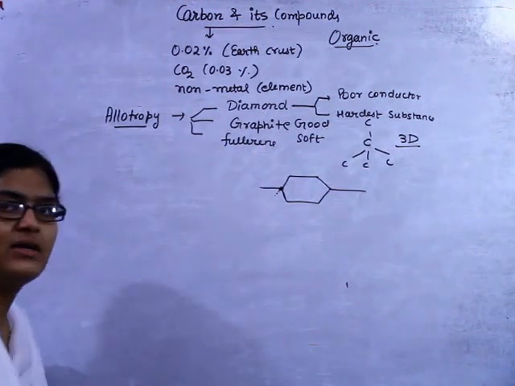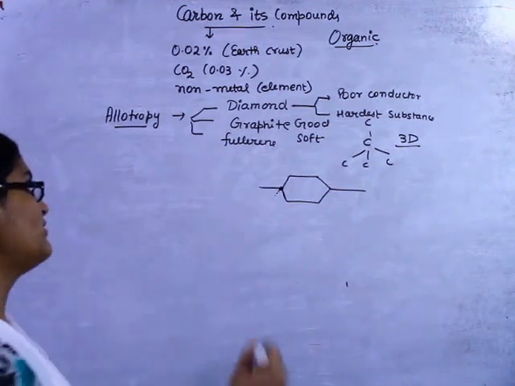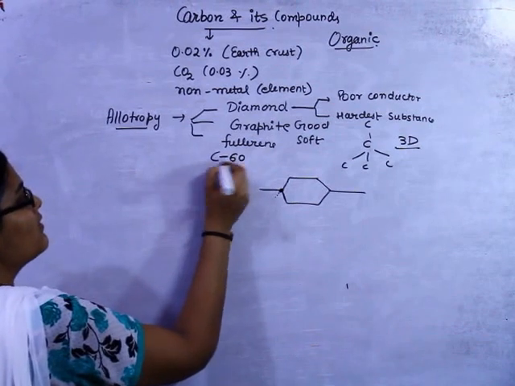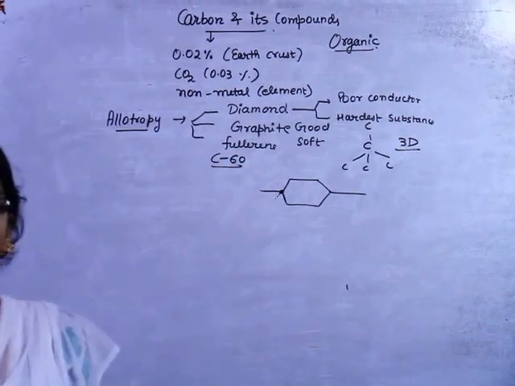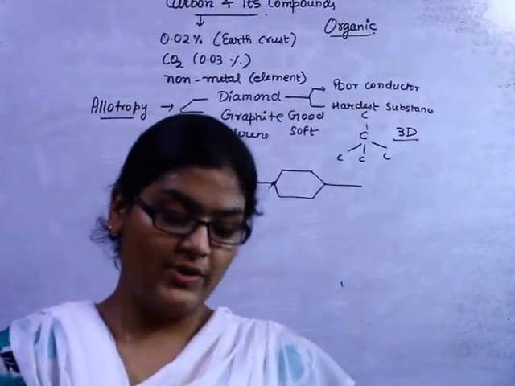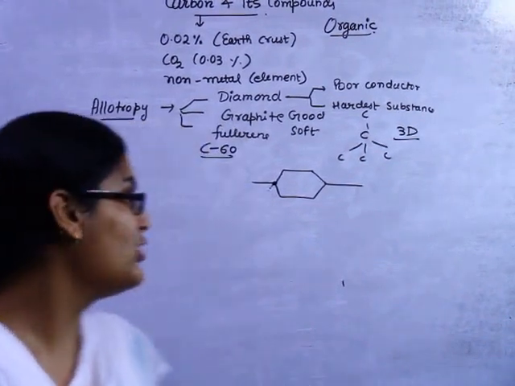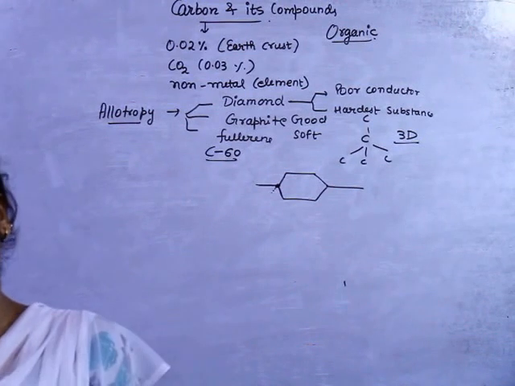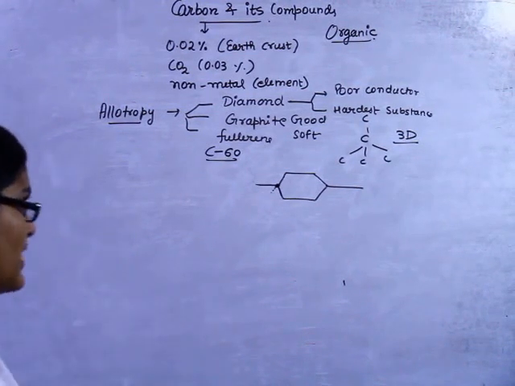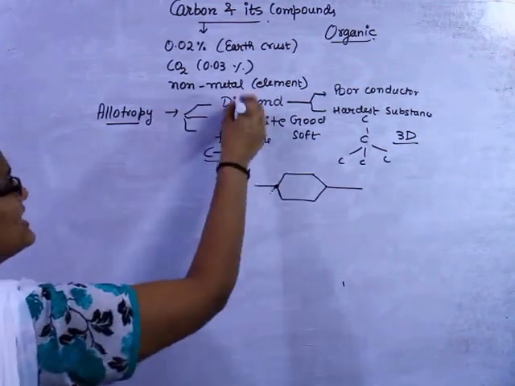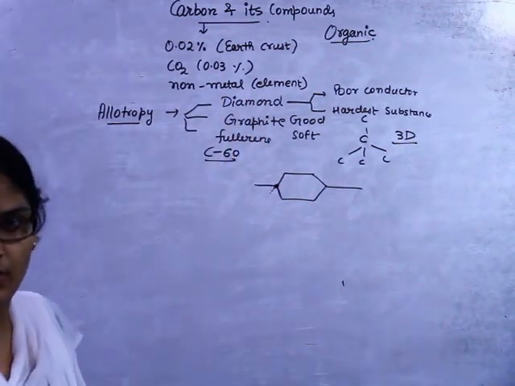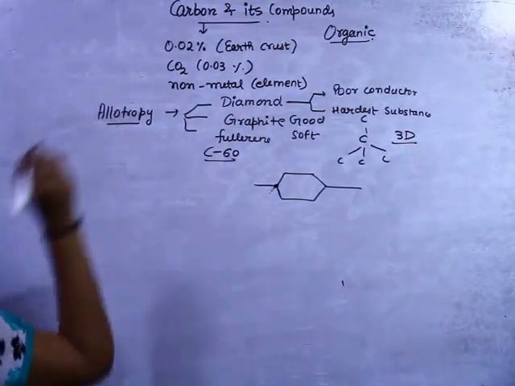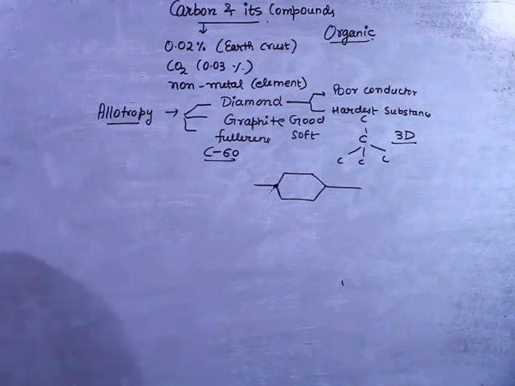Fullerene is a dark solid which is found in a group. The first fullerene form is Buckminsterfullerene, named after Buckminster Fuller, the USA architect. Okay. These are all allotropes of carbon. So carbon shows allotropy.